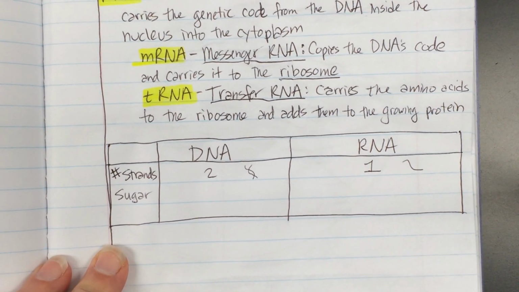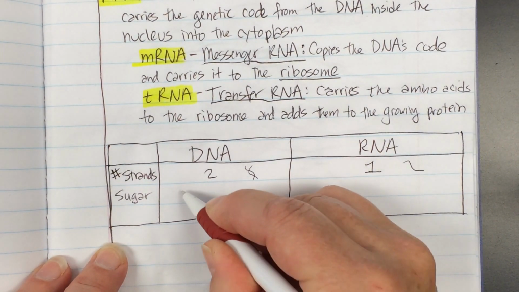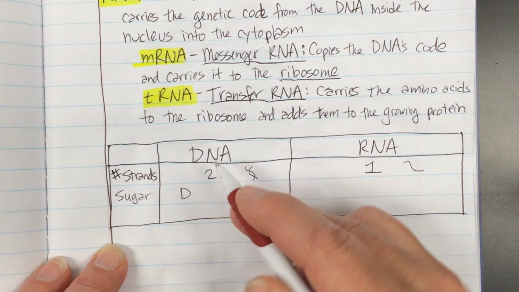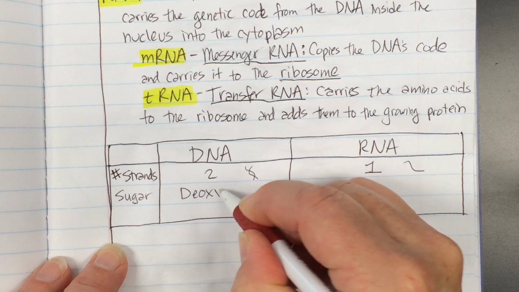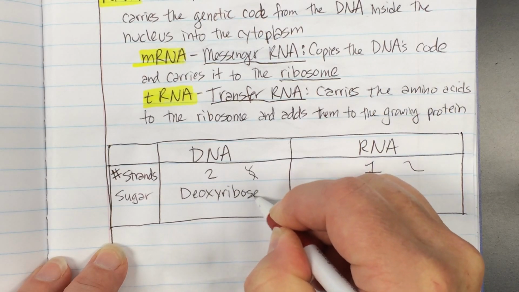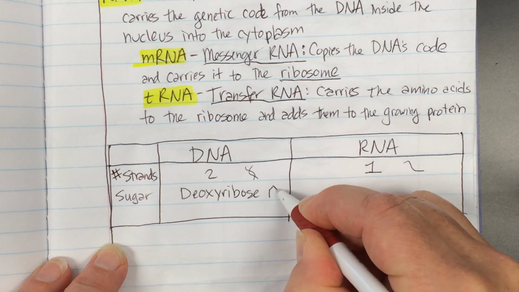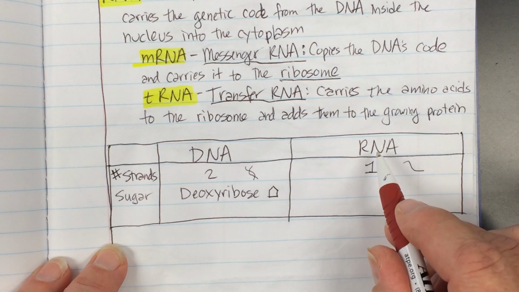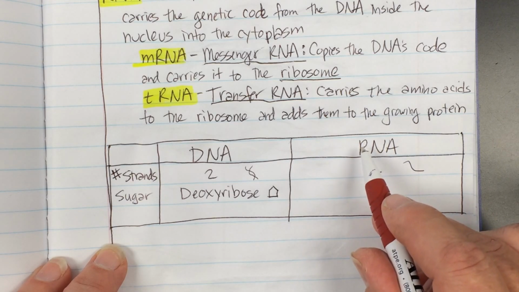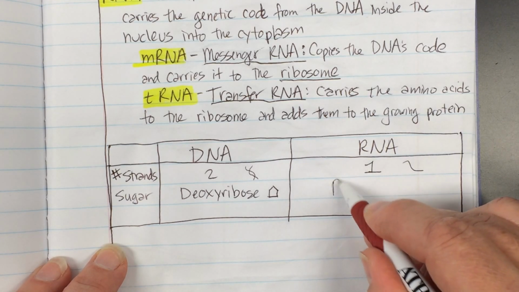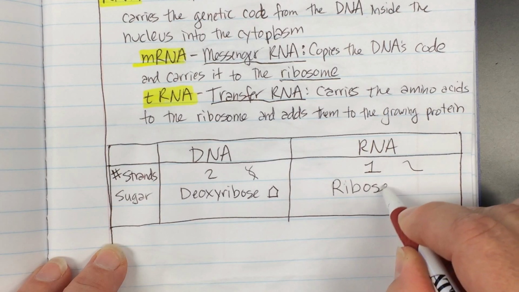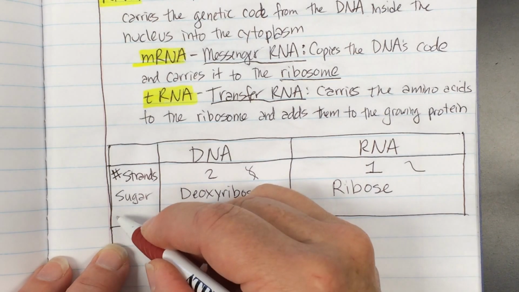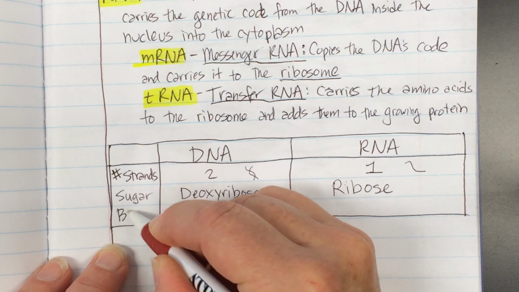Y'all remember from the last quiz we had, the name of the sugar in DNA is the first letter of DNA, stands for deoxyribose. That's the 5-carbon sugar that makes up the backbone. Well, with RNA, it's different, and guess what? It's what the R stands for. It's just plain ribose. Okay? Ribose. Now, the other thing that's different are the bases.